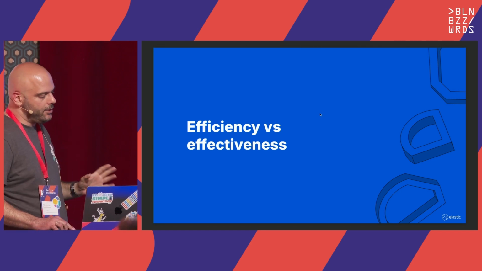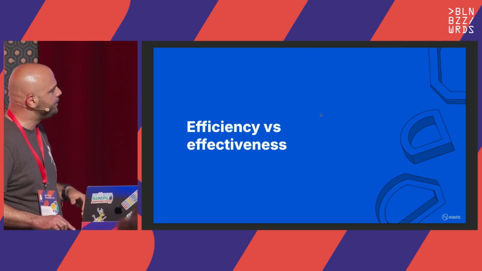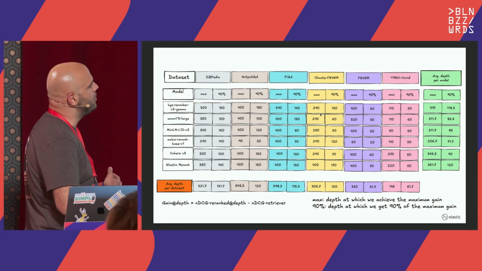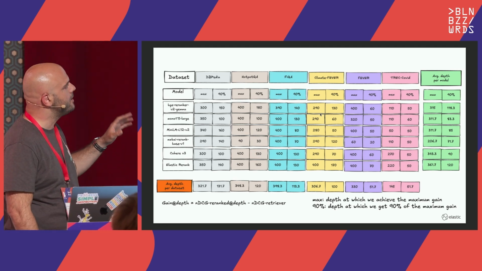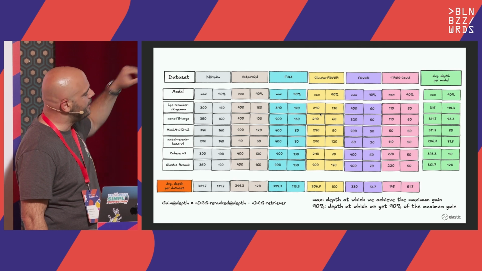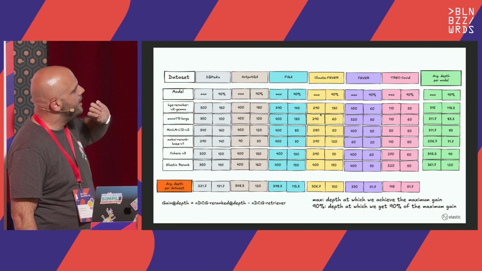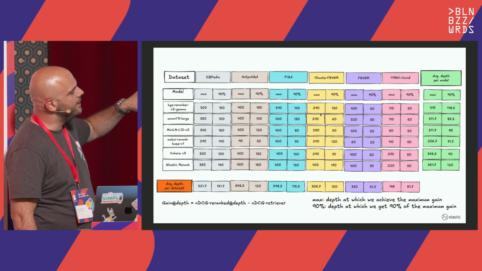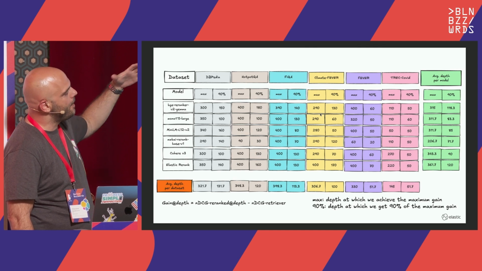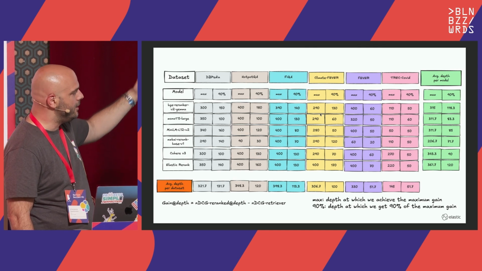Now we'll talk a little bit about the efficiency versus effectiveness trade-off. What you see here is this matrix where we have a selection of data sets and our ranking models. For this matrix, I have selected most of the cases that exhibit this Pareto pattern.